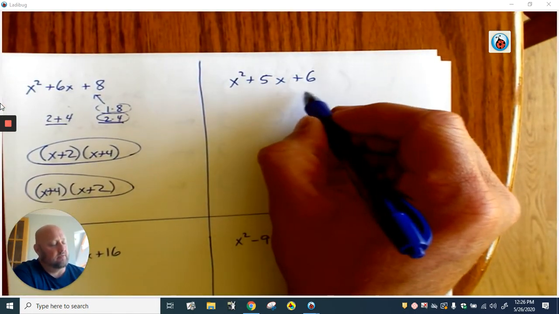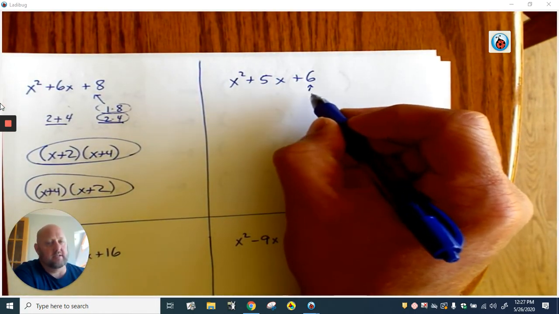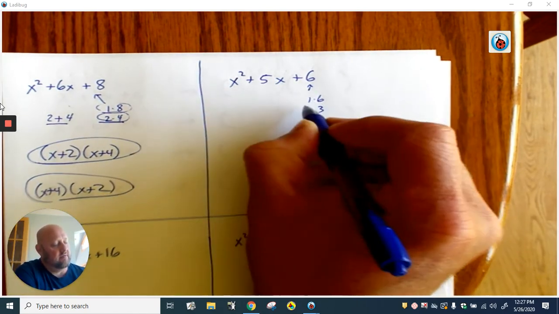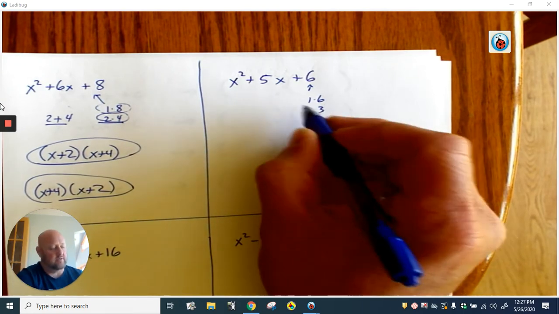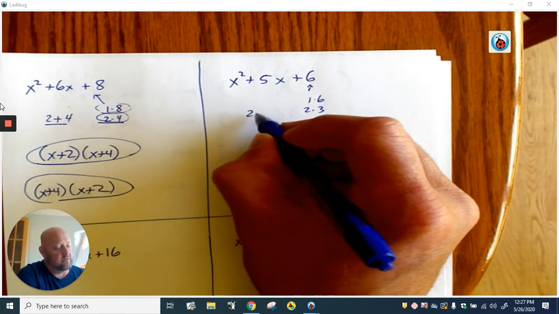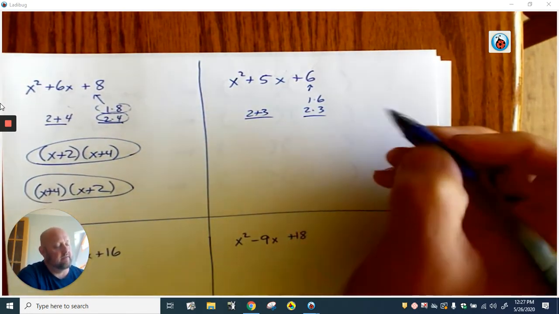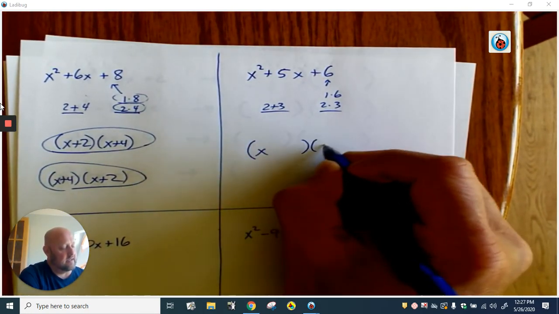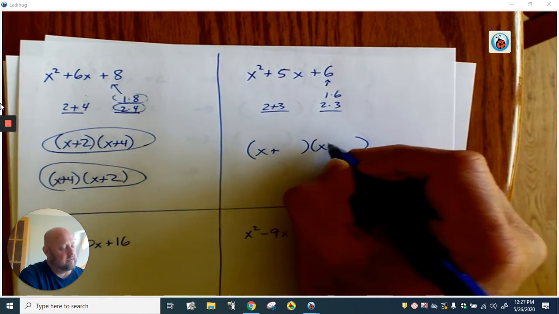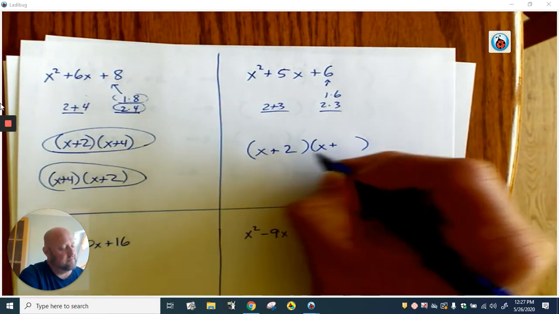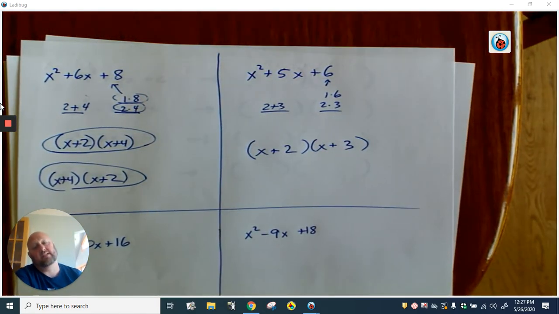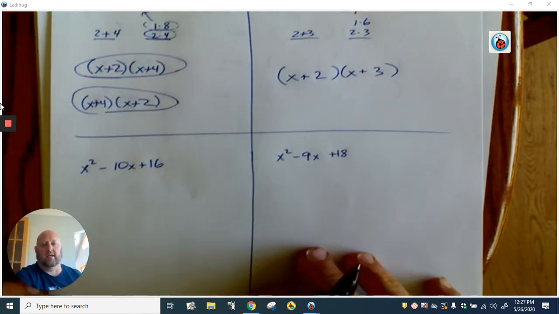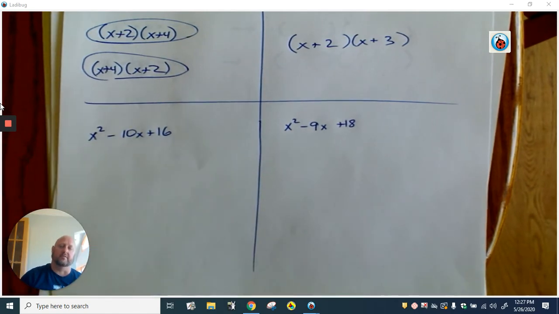How about this? What two numbers multiply together to get 6? Well, 1 times 6, 2 and 3. Well, which of those combinations also adds up to get 5? Well, 2 plus 3 is 5. So that tells me the answer is I'd have x and x, plus and plus, and a 2 and a 3. Simple enough? Well, things get a little bit more complicated when we start dealing with some negatives, okay?